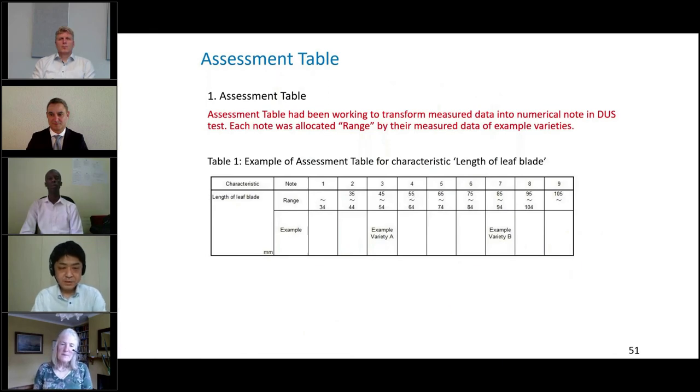So here we have the assessment table. The assessment table has been working to transform measured data into numerical notes in the DUS test. Each note was allocated a range by the measured data of example varieties. We have example variety A and example variety B.